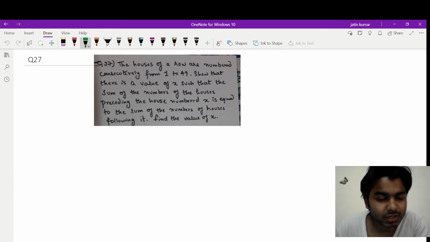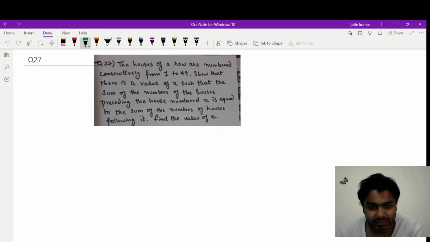The houses of a row are numbered consecutively from 1 to 49. Show that there is a value of x such that the sum of numbers of houses preceding the house numbered x is equal to the sum of numbers of houses following it. Find the value of x.